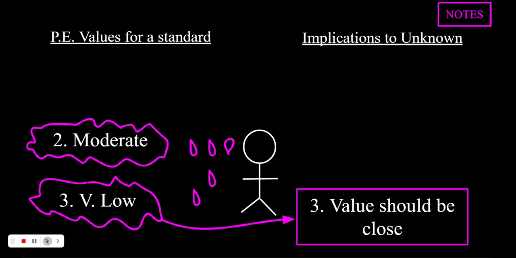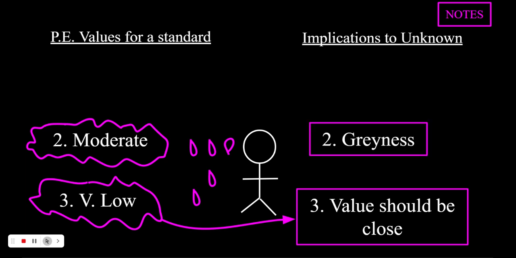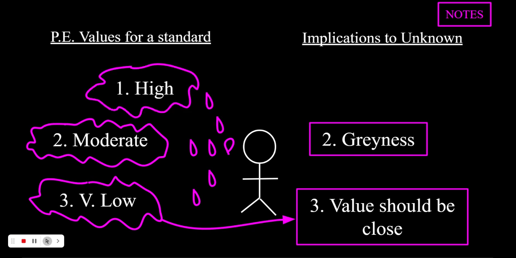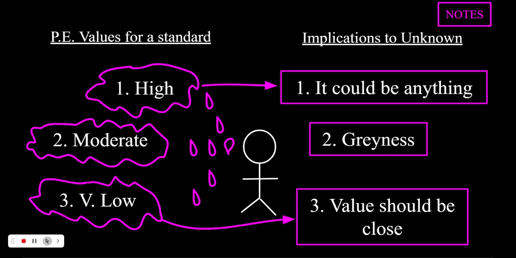And if your percent errors are a little bit higher, around 10%, let's say, there's a bit of a grayness to it. You're usually going to get more data. If you're getting really high percent error values, then really your unknown could be anything.